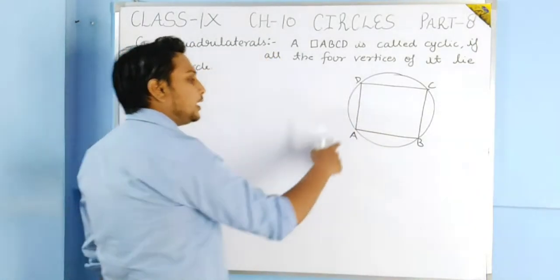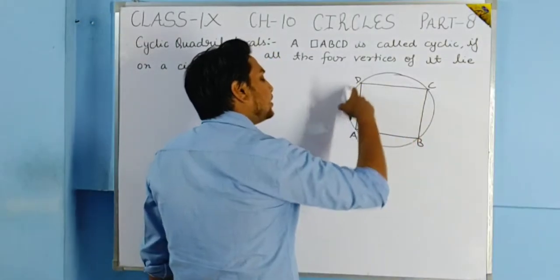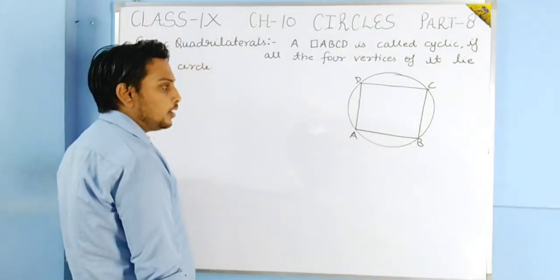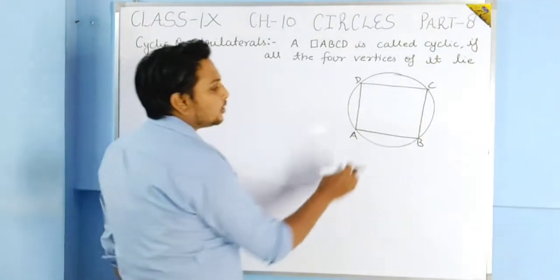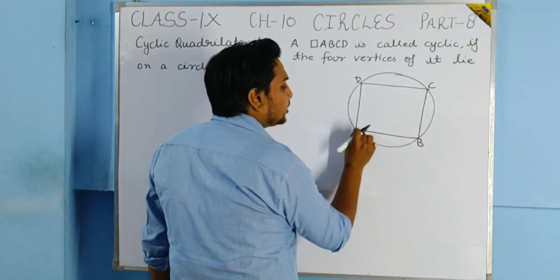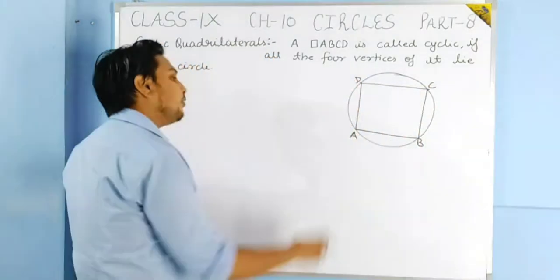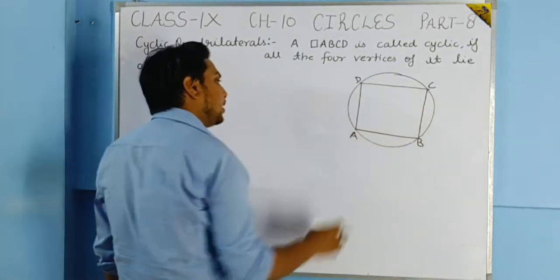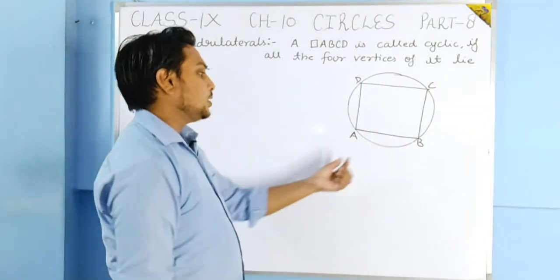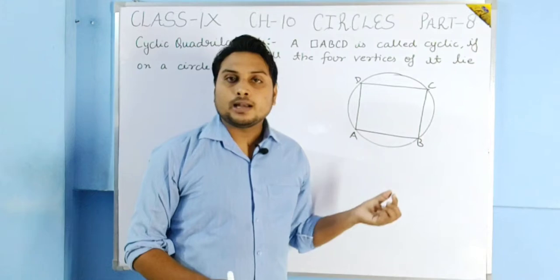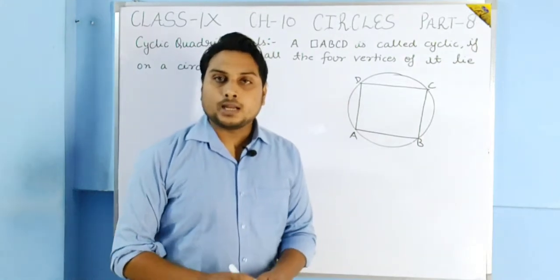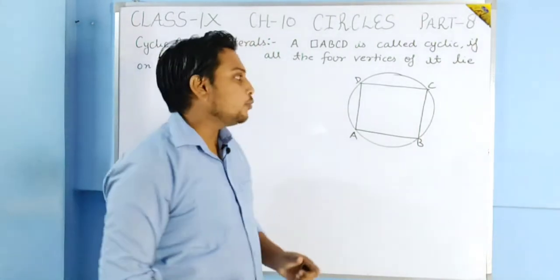So when will this quadrilateral be known as a cyclic quadrilateral? If the vertices of this quadrilateral, meaning vertex A, vertex B, vertex C and vertex D, all lie on a circle, then this quadrilateral will be known as a cyclic quadrilateral. Okay, are you getting my point?